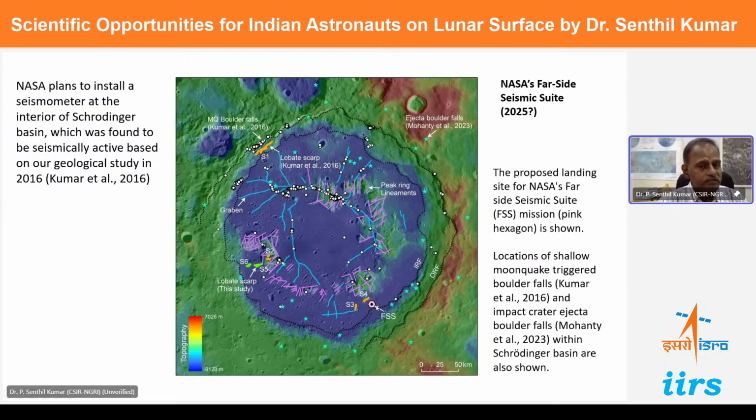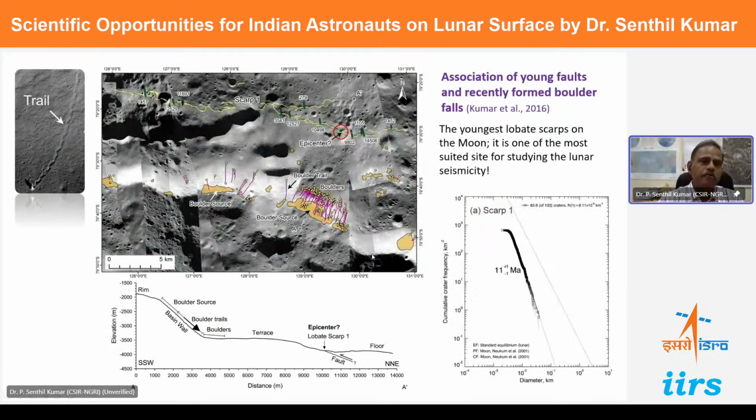So this is the advantage. Even astronauts can land on this basin. Many scientific discoveries can be made. This is one such beautiful example, the Schrodinger Basin, where you have boulder falls and active faults. This is where astronauts can also land. It's a very good place.